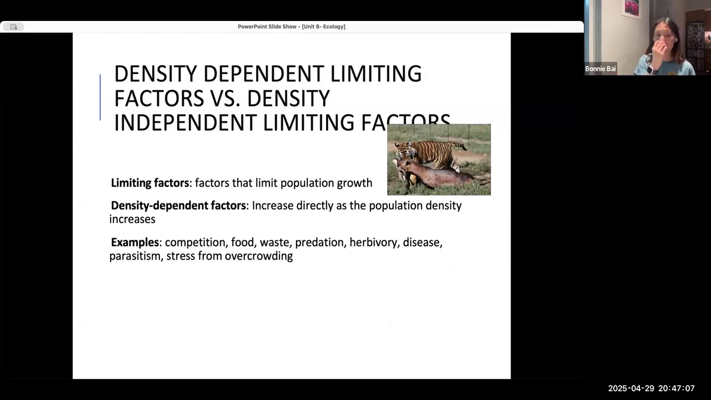Density dependent is obviously related to the density of the population. So those are like competition. To put it into a sentence: the more dense the population is, the more competition there is. The more dense the population is, the less food there is for everyone, or more waste, potentially more predators coming in, more diseases, more stress from overcrowding. So it's related to the density of the population, and these are factors that will prevent the population from experiencing exponential growth forever.